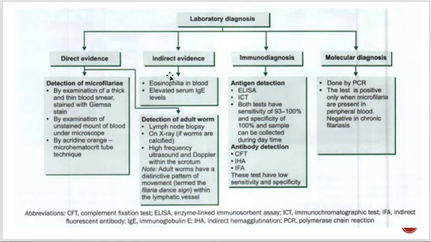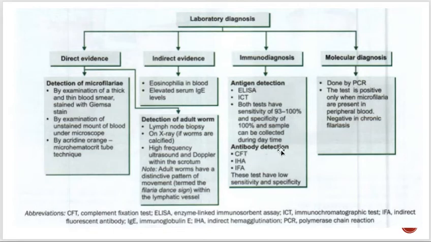For example, indirect evidence like eosinophilia in the blood, as I told you, can be seen. They can detect the adult worm by doing a lymph node biopsy. On X-ray, worms may be seen if calcified, and high frequency ultrasound or Doppler can be used within the scrotum. These things can be done. Then there is immunodiagnosis. Again, the same story: we can do ELISA, and we can do an immunochromatographic test. Both tests have very good sensitivity.